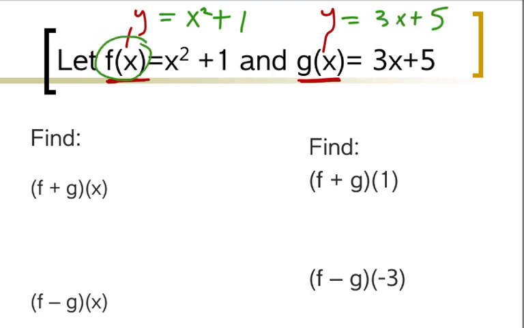Now the reason we use f of x and g of x is so that we can differentiate between the left equation and the right equation. They're both equal to y, but they're two different y values because they're two different equations.